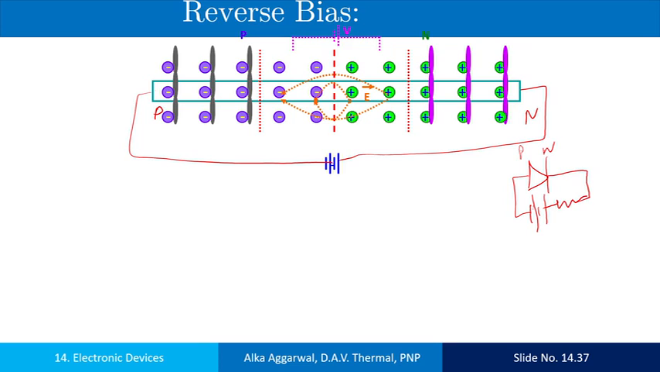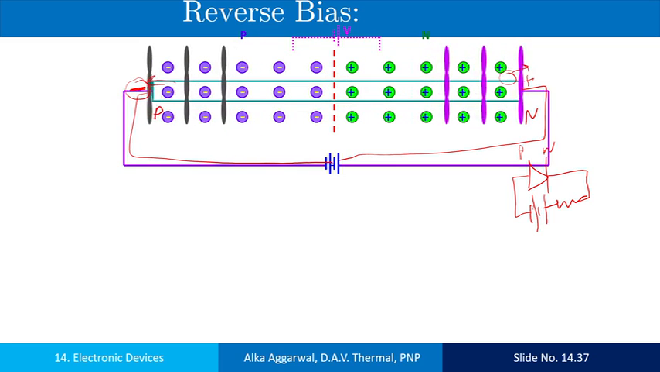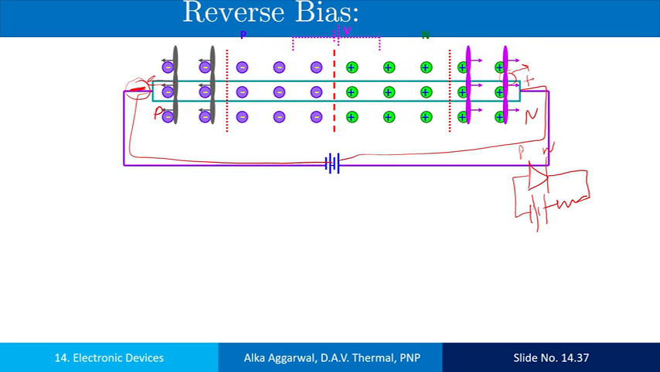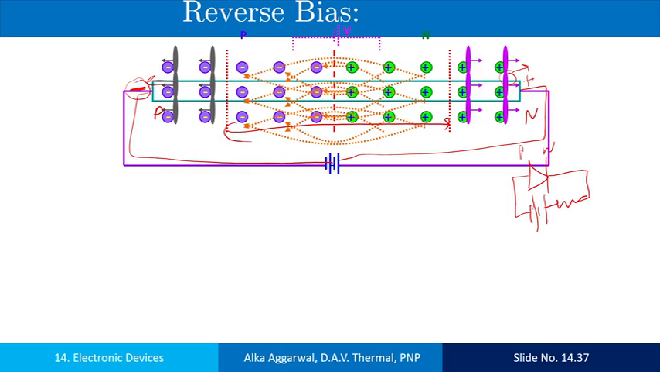Now as P is connected with the negative terminal, the negative potential of the battery attracts the holes towards itself, and in the N region, the positive potential attracts the electrons towards itself. As a result, the electrons and the holes are moving away from the junction and this increases the width of the depletion region. As the width of the depletion region is increased, very few majority carriers are able to cross the junction.